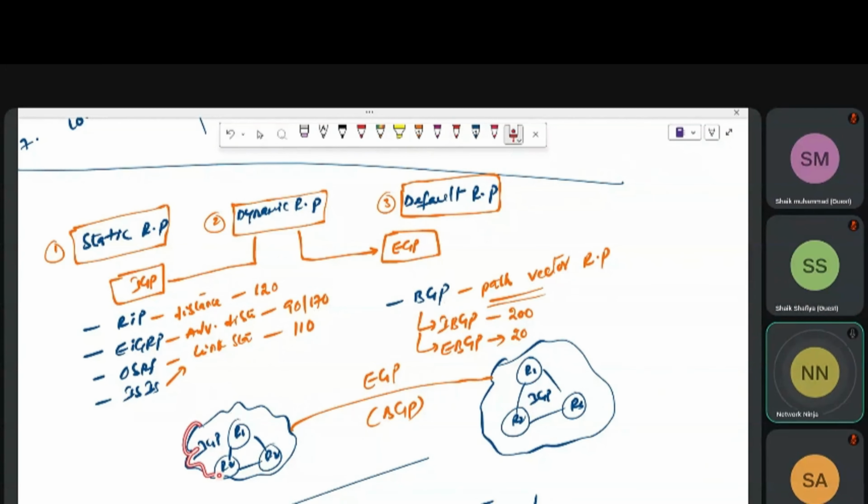Within the AS, the autonomous system, we are going to run the IGP protocols. And to communicate between two different autonomous systems, we are going to run BGP, Border Gateway Protocol.